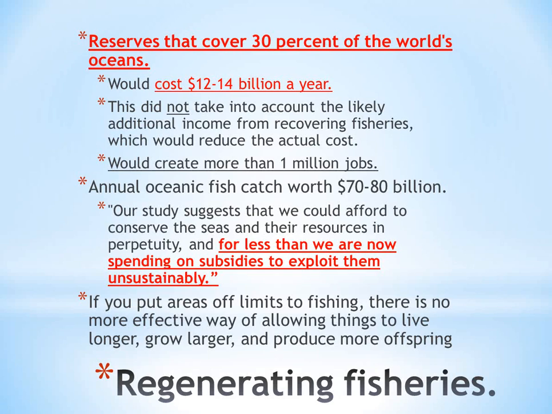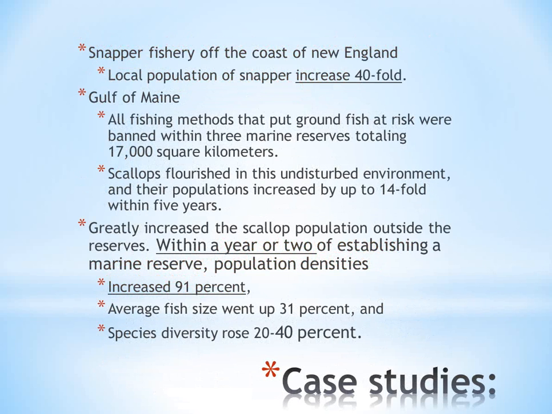If you put areas off limits to fishing, there is no more effective way of allowing things to live longer, grow larger, and produce more offspring. Case studies. Snapper fishery off the coast of New England. Local population of snapper increased 40-fold.